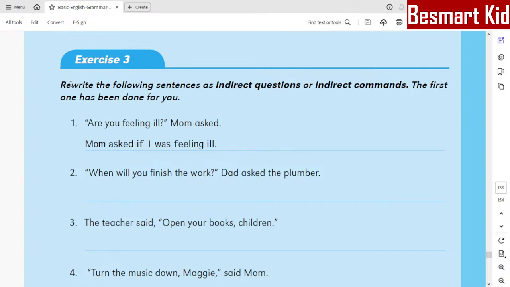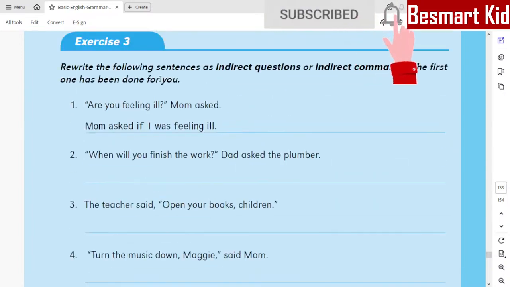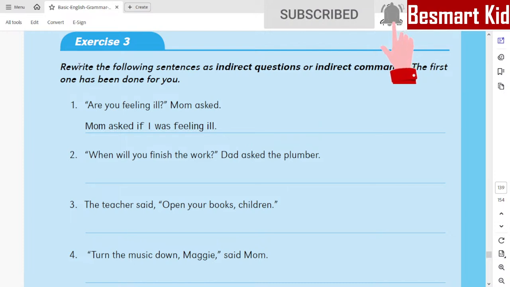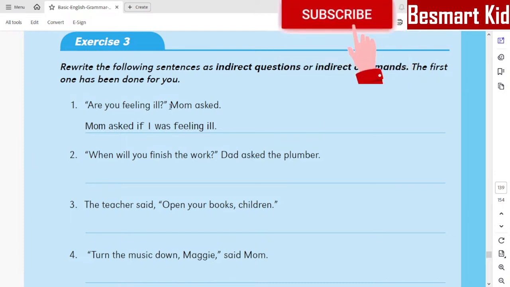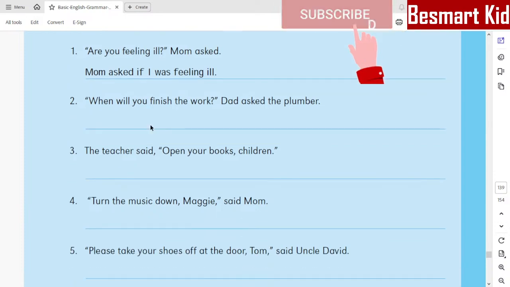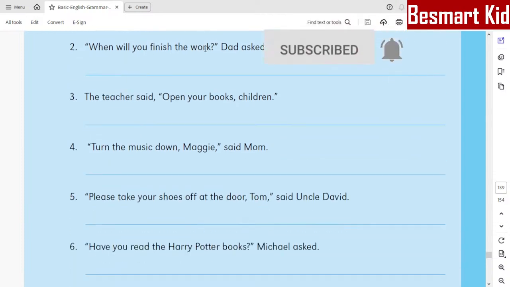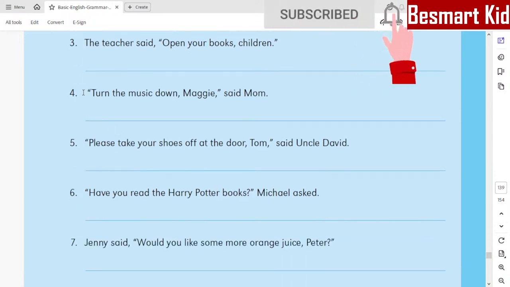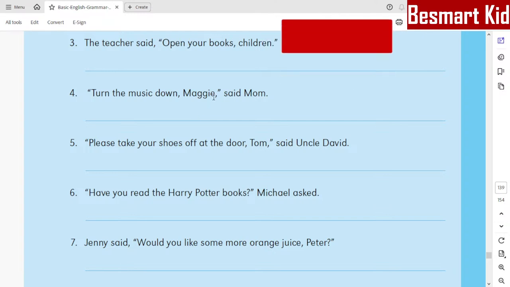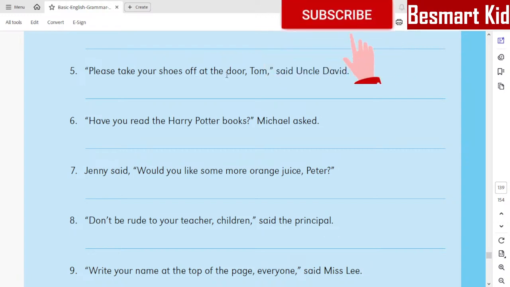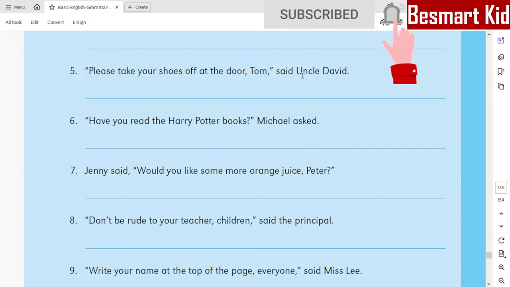Exercise 3. Rewrite the following sentences as indirect questions and indirect commands. The first one has been done for you. First, "Are you feeling ill?" Mom asked. Mom asked if I was feeling ill. Second, "Will you finish the work?" Dad asked the plumber. Third, the teacher said, "Open your books, children." Fourth, "Turn the music down, Maggie," said Mom. Fifth, "Please take your shoes off at the door, Tom," said Uncle David.